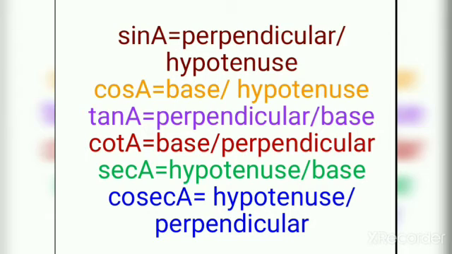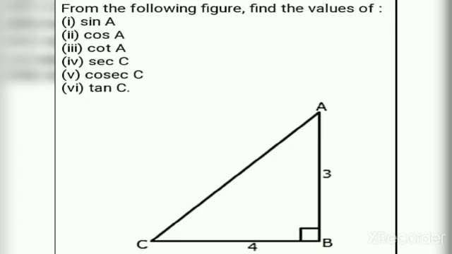What is the sine, cos, tan, cot, secant and cosecant? In the next class I will be asking you these formulas. Let's solve one problem based on this. From the following figure, find the values of sin A, cos A, cot A, secant C, cosecant C and tan C. The figure is given in a right angle triangle.